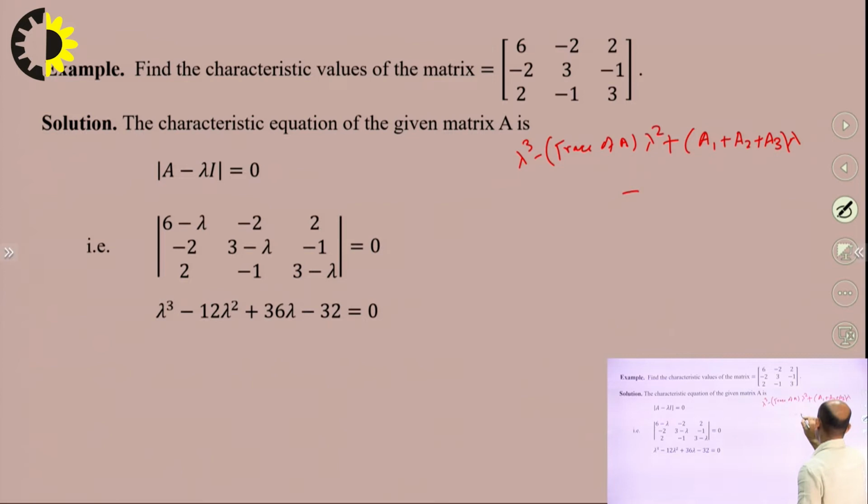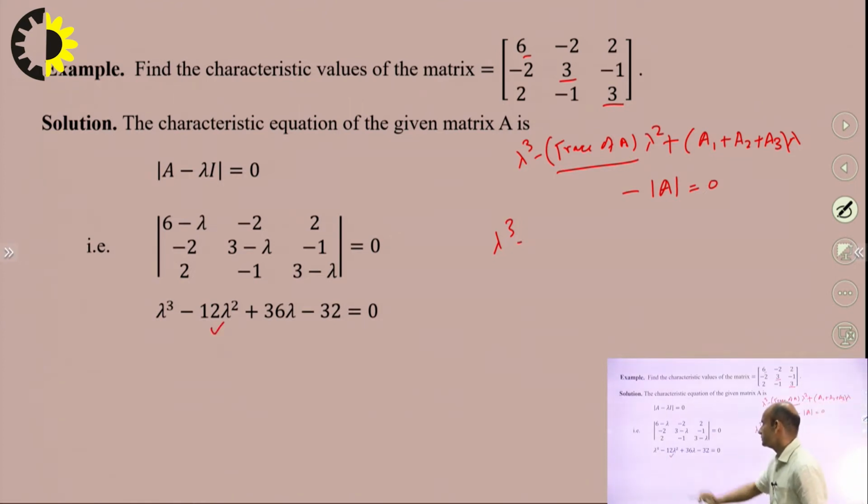Then we have the determinant of lambda I minus A equals 0. So here lambda cube minus trace, which is the sum of diagonal elements. So we have 6 plus 3 plus 3, so we have 12 here. Then we can find the minors.